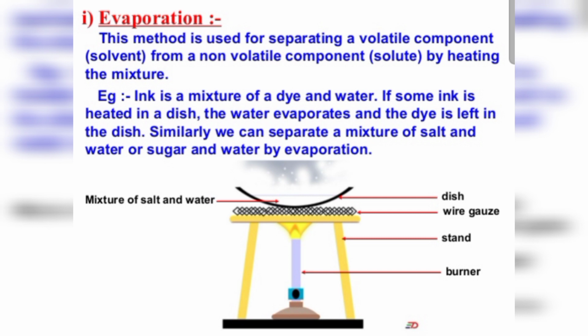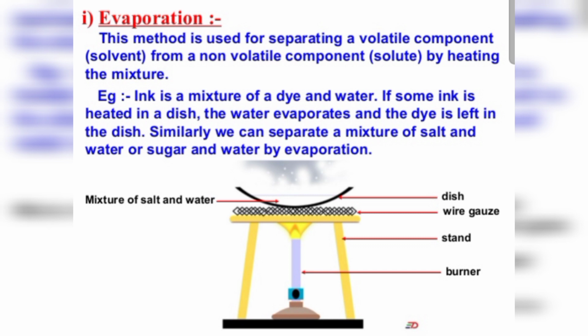Evaporation, this method is used for separating a volatile component. Volatile component means that can evaporate. So the volatile component, that is the solvent, from a non-volatile component, that is the solute, by heating the mixture. For example, suppose we have to separate the two different color components from blue ink. So how can we separate? So we have to apply this process that is known as evaporation.